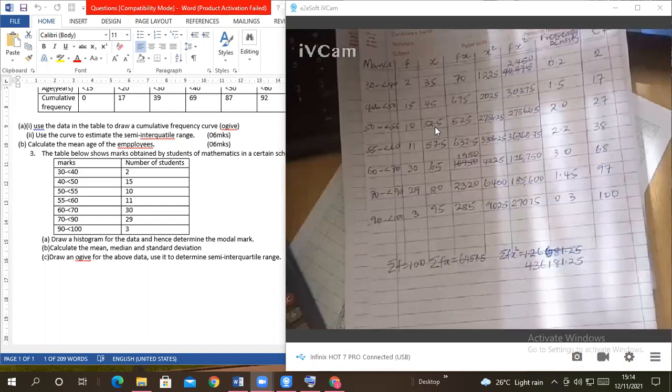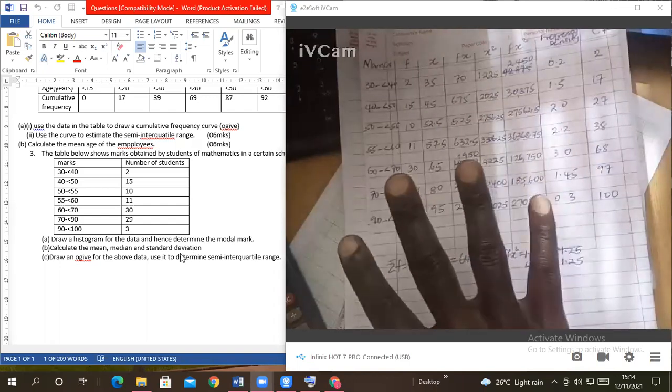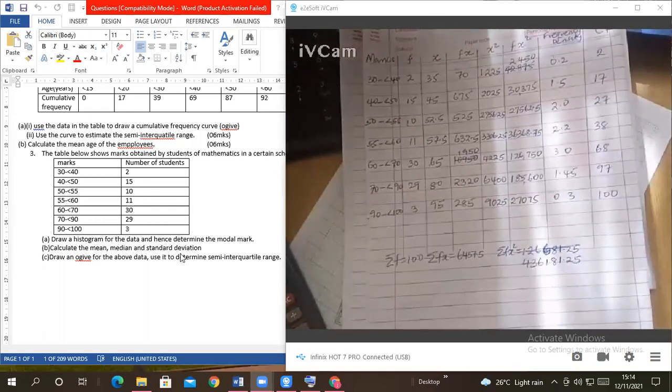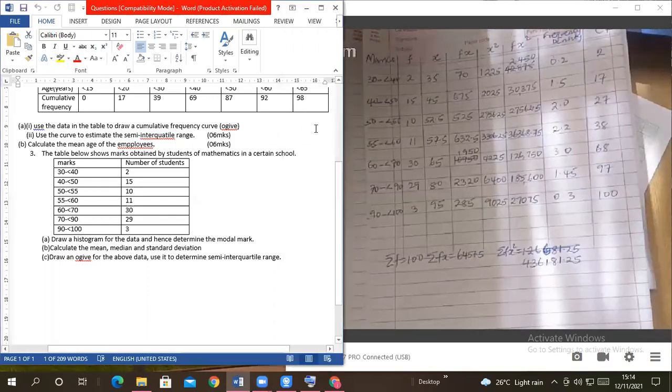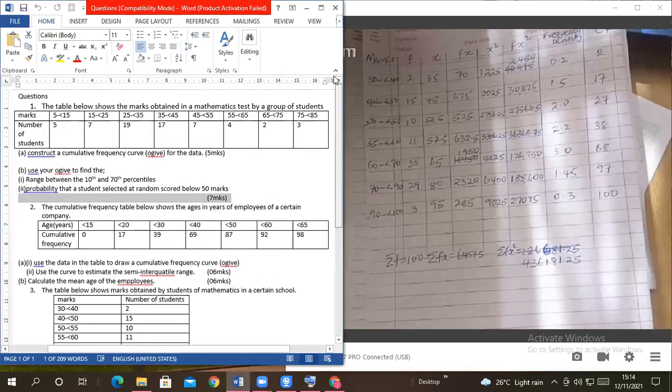Okay, if there are no questions, you go and complete this work. Go and calculate the mean, the median, and the standard deviation. Then, I hope you're listening carefully, these questions here, you go and copy those questions and do them in your books. Let's look at question 2. In question 2, they've given us upper class boundaries. Are you looking at them?